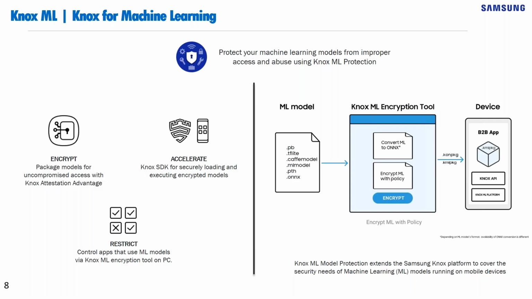Whereas on the right side, you can see a diagram where we have shown a simplified version of the Knox ML encryption tool. It takes data models of most formats and then converts them to ONNX format, and then it can package the APK with the data models and install it over the device. And via the Knox API, you can create a Knox ML model protection session, load it, execute it, and once everything is done, you can finally destroy the session. So based on your need, you can handle the Knox ML model lifecycle inside your application lifecycle.